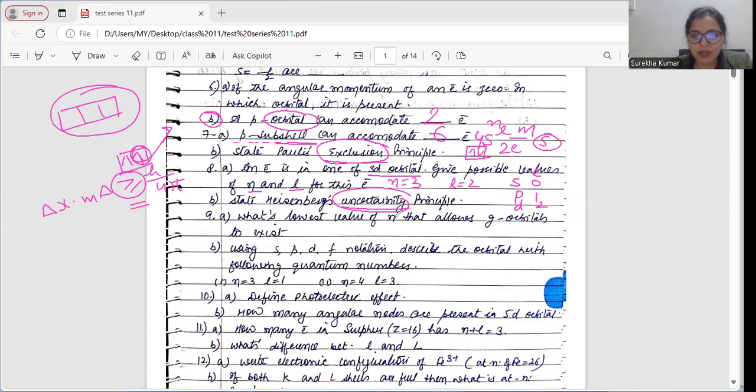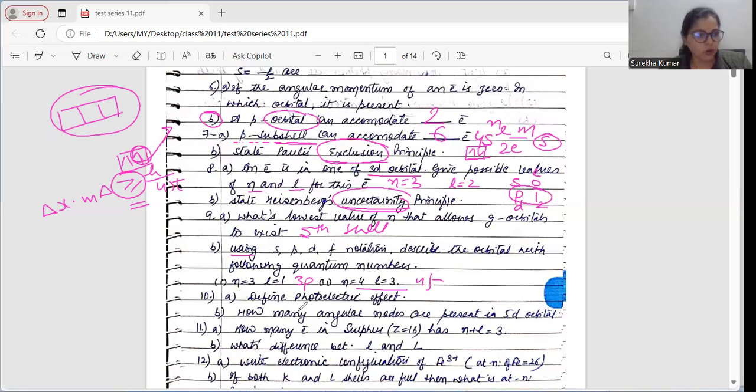What is the lowest value of n that allows g orbital to exist? Fifth shell has g orbital for the first time to exist. Using SPDF notation, describe the orbital with following quantum numbers. n equal to 3, l equal to 1. Just now I've told you if l is 1, it is P. So answer is 3P, and similarly 4F.